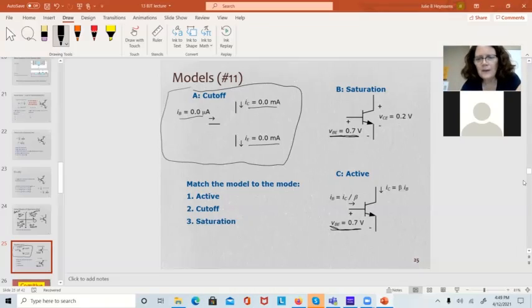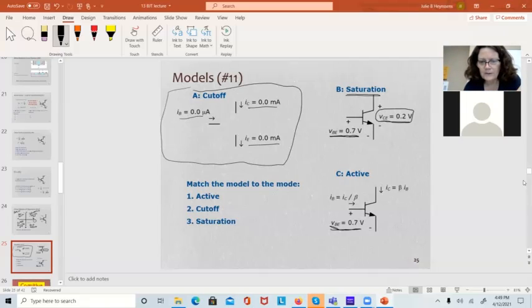Now, the other thing is for the digital circuits, when I have a digital on, this VCE is pretty low, and it's always around 0.2 of a volt. So if I tell you the transistor's in saturation, you automatically know two voltages. You know VBE and you know VCE. If it's in active, you know VBE.